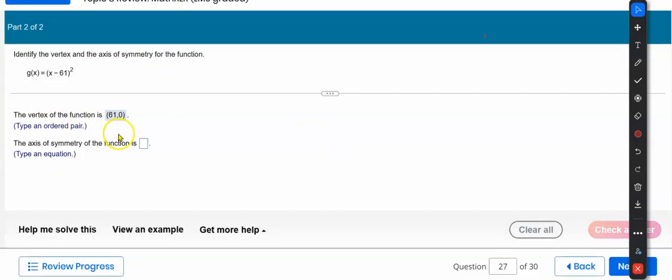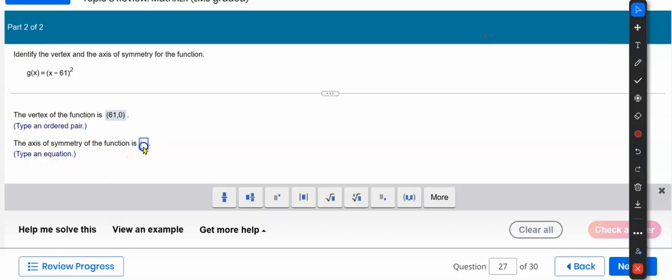Now, I didn't get that one wrong because look what it says: type in ordered pair. They didn't say just type a number. The axis of symmetry, x equals 61. You got it.